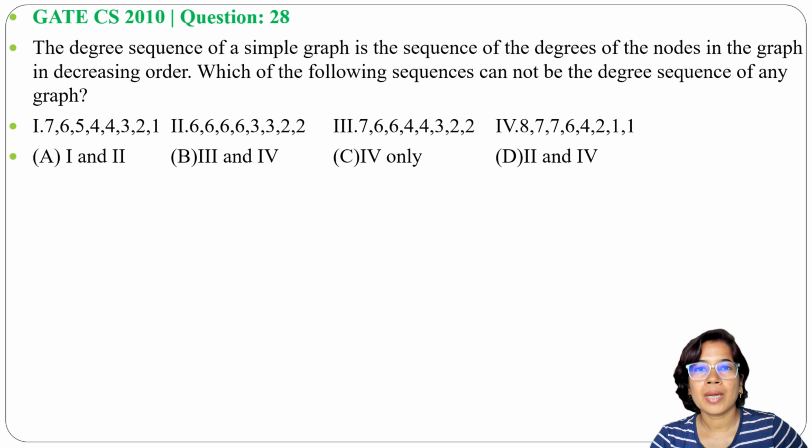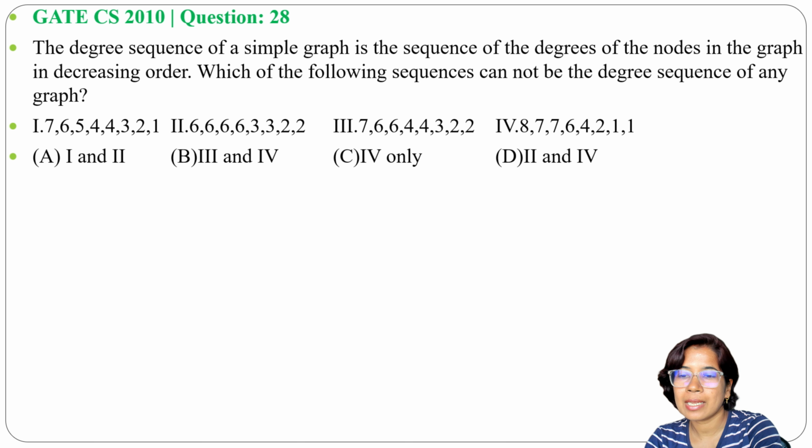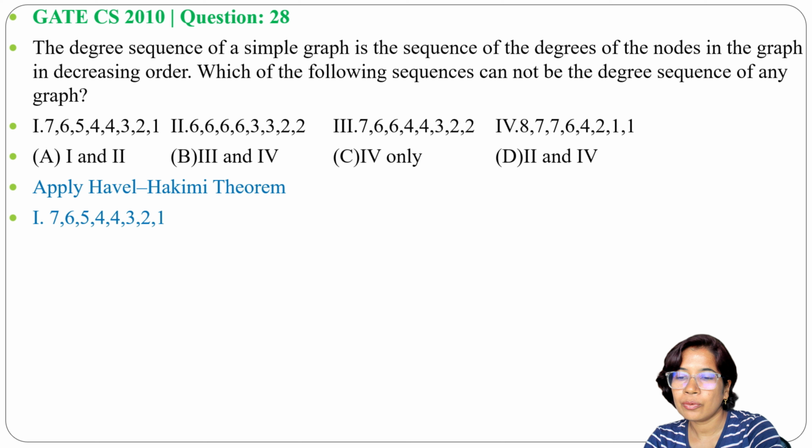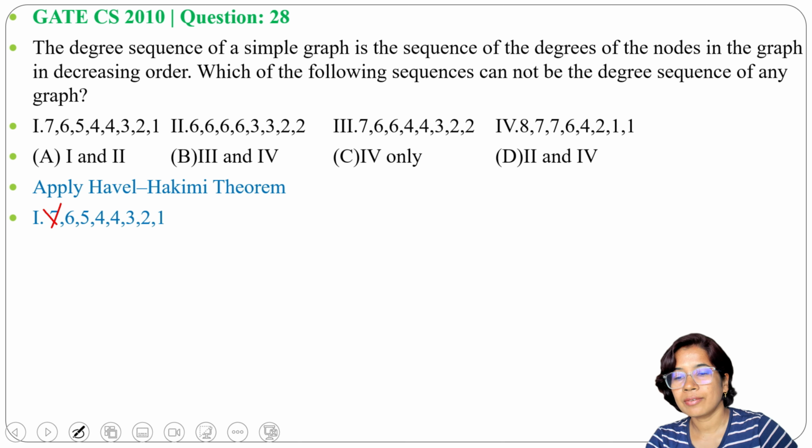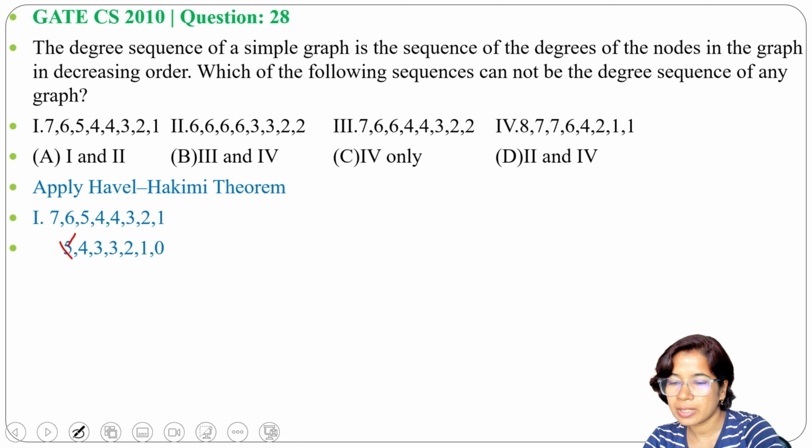We'll apply the Havel-Hakimi algorithm to check whether this degree sequence is a degree sequence of a simple graph or not. Now the first degree sequence: 7, 6, 5, 4, 4, 3, 2, 1. We'll remove this 7 and subtract 1 from the next 7 degrees. So this will be 5, 4, 3, 3, 2, 1, 0. Next we'll remove this 5 and reduce the next 5 degrees by 1. So this 4 will be 3, this 3 will be 2, this 3 will be 2, this 2 will be 1, this 1 will be 0.